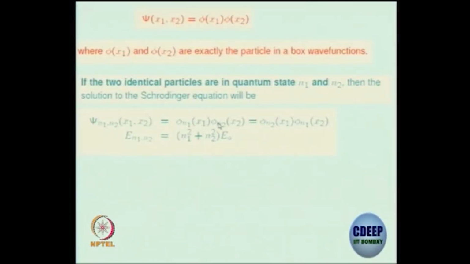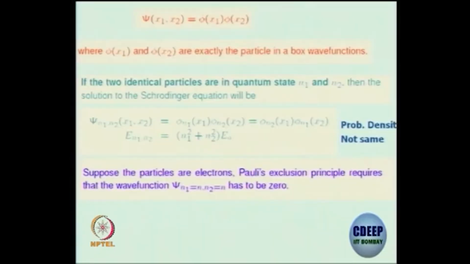If you put n1 equal to n2, the solution exists. If you put n1 equal to n2, this solution also exists. So these are not valid by Pauli's exclusion principle. What is valid is, you have to take a linear combination. When I put n1 equal to n2, the wave function has to vanish. That's it. There is no such solution possible, only the trivial solution. So the probability density, if you try to work it out for this case, is not the same.